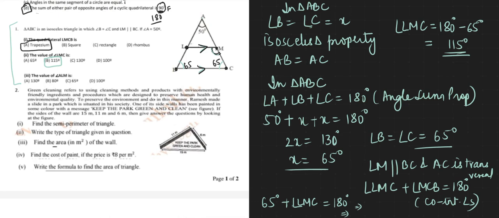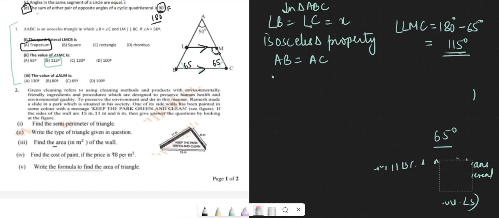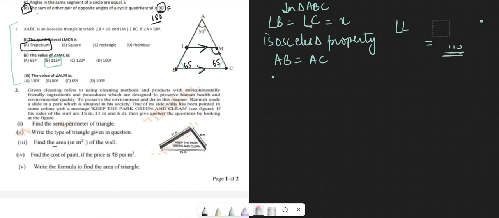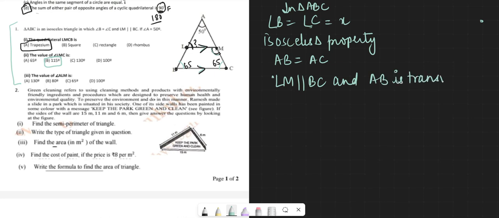And the same, the measure of angle ALM. Now we need to find the measure of angle ALM. Again, we know LM is parallel to BC, right? We are now finding this angle. So LM is parallel to BC and AB is transversal. Therefore, angle ALM is equal to angle ABC because they are corresponding angles.